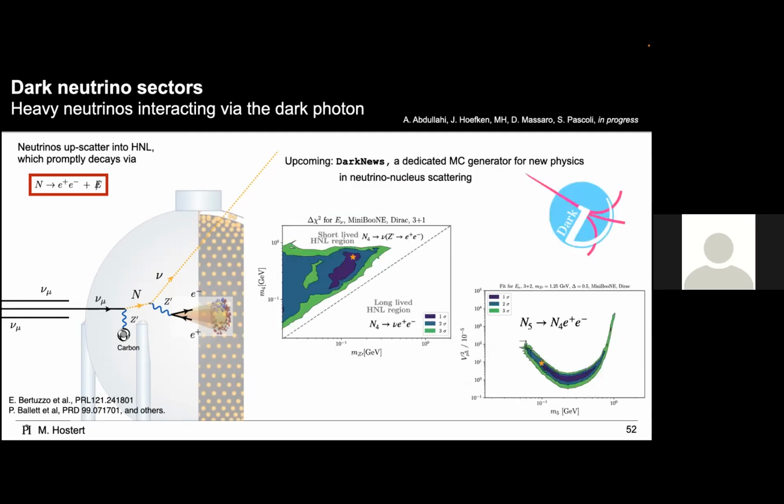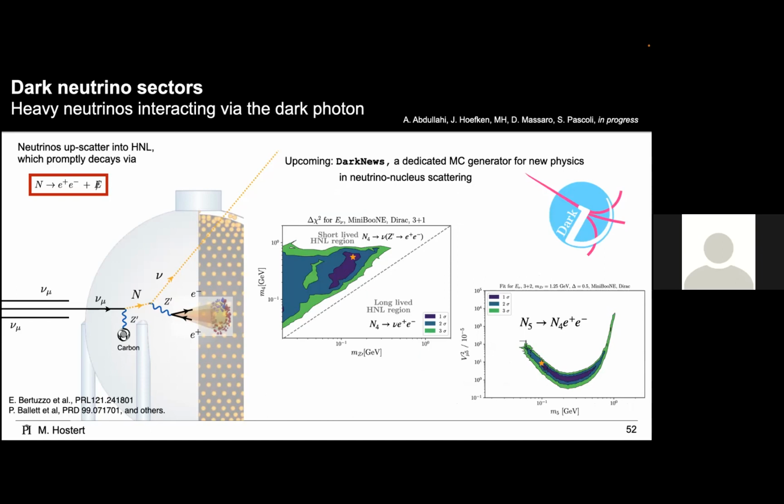And for that, we have upcoming work where we write a specific Monte Carlo generator for each one of these processes. And this is a non-trivial task because what you're doing is you're using neutrino nucleus upscattering to some new state. And that's hard to model with other existing tools in the field. So that's where this dark news Monte Carlo generator will come in. And these are just some teasers for what's to come.